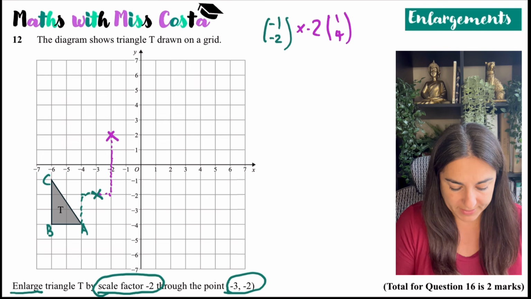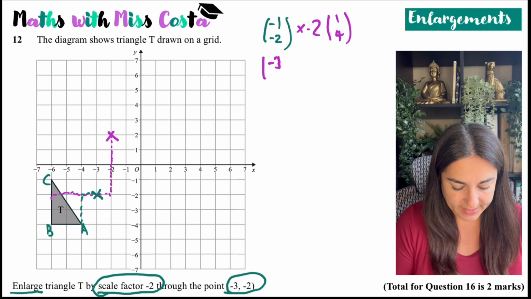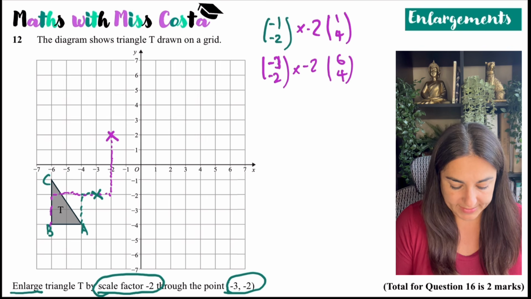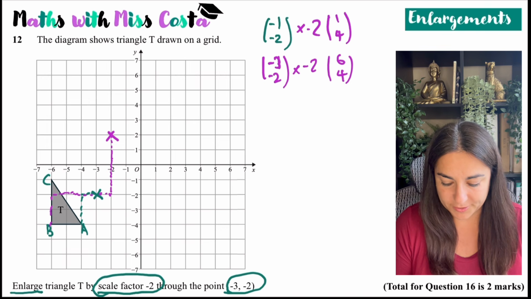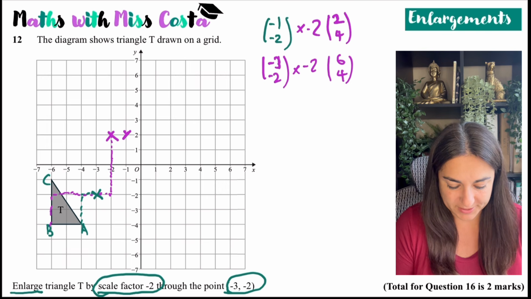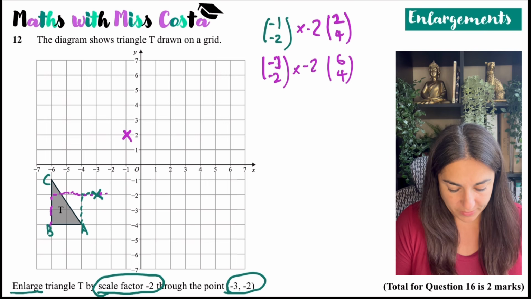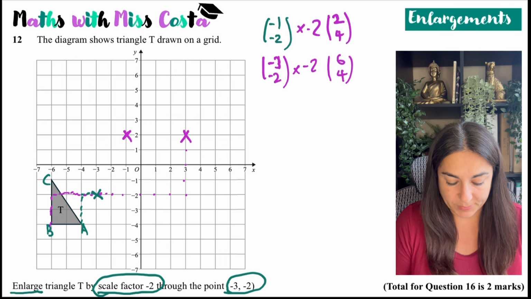I then do the same for point B. So I go -3 along the x-axis and -2 along the y-axis. I times that by -2. That gives me +6 and +4. So I'm going to go across 6 on the x-axis. Oh, sorry, this should have been +2. So this should actually be over here. Let's ignore that minor slip up. So I'm going to go 6 on my x-axis, so 1, 2, 3, 4, 5, 6, and up 4. 1, 2, 3, 4. So that's where that point is going to be.